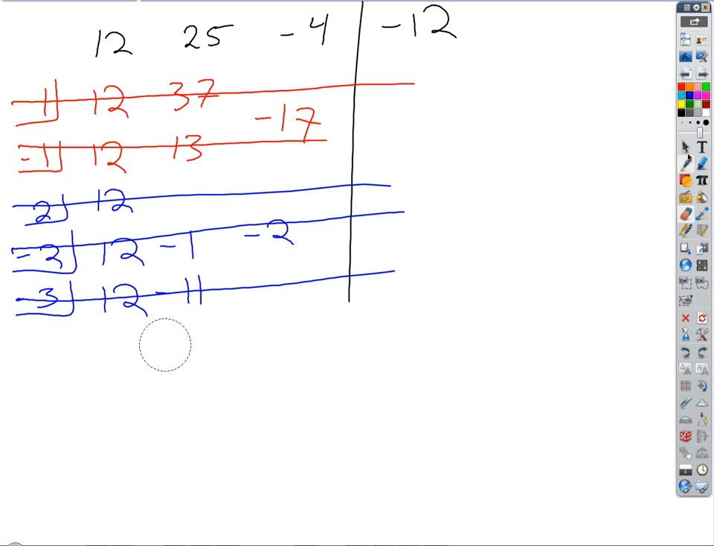I said like 8 times. All right, let's try negative 4. Justin, you think negative 4? Have you done this? No, I'm just saying. All right. So negative 4, let's try that. We bring down the 12. Negative 4 times 12 is negative 48 plus 25 is negative 23, right?